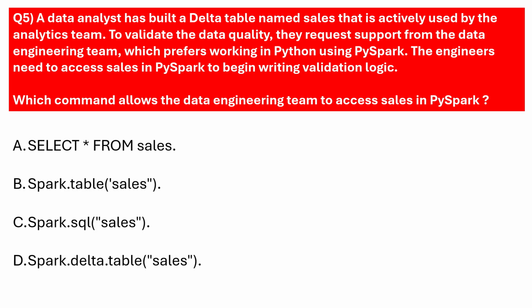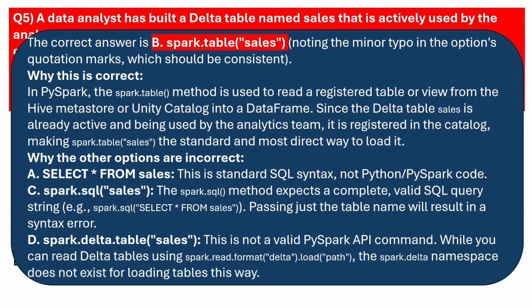A. SELECT * FROM Sales. B. spark.table("Sales"). C. spark.sql("Sales"). D. spark.delta.table("Sales"). The correct answer is B. spark.table("Sales"), noting the minor typo in the option quotation marks, which should be consistent.